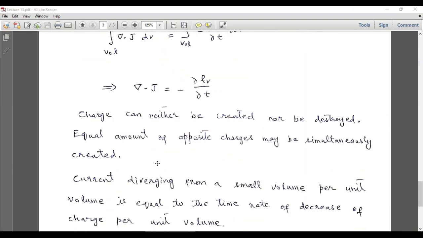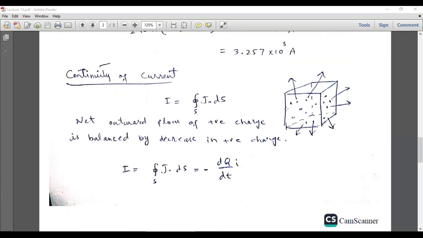and the continuity of current can be defined as charge can neither be created nor be destroyed, but equal amount of opposite charges may be simultaneously created. So in this case, we can assume a volume charge distribution, and this volume charge distribution constitutes a closed surface, and out of this surface, we will assume that these point charges are undergoing scattering in all the directions. So after some time, the net amount of charge will be decreased because these point charges are scattering out of this closed surface, and the total amount of charge will be decreasing with the passage of time.